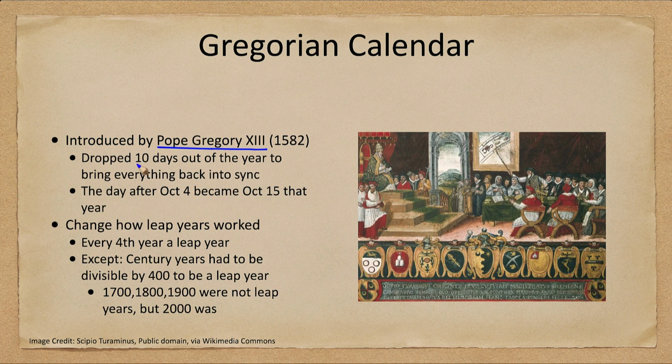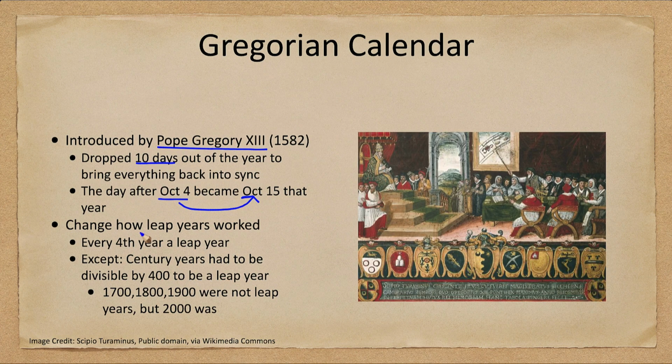First of all, we had to drop 10 days out of the calendar. So you went to sleep on October 4th and you woke up on October 15th. Why? That just brought everything back into line. All the days that had been added incorrectly over those 1500 years had to then be corrected. So we had to get rid of those 10 days.